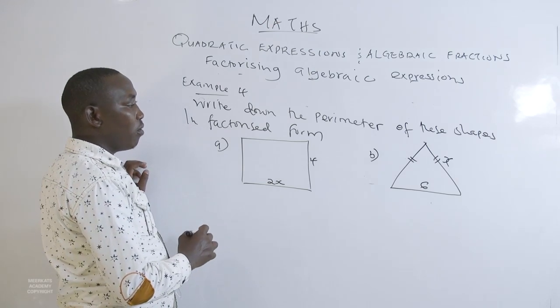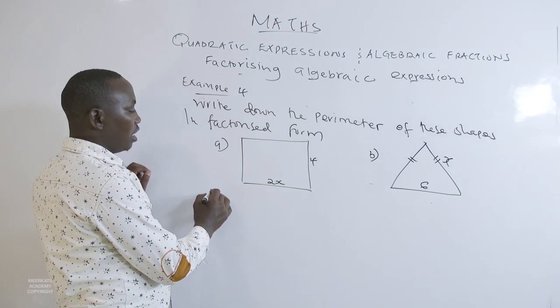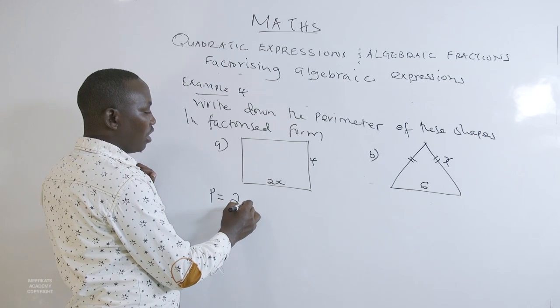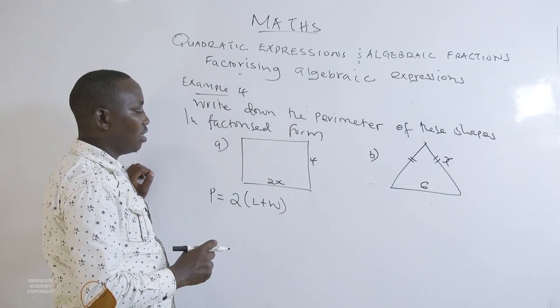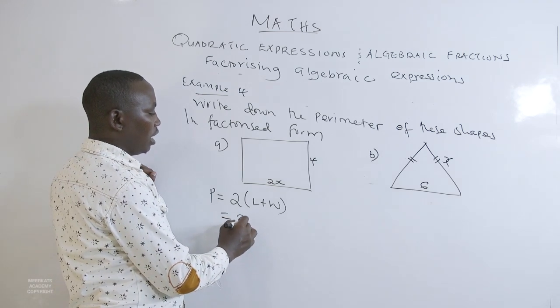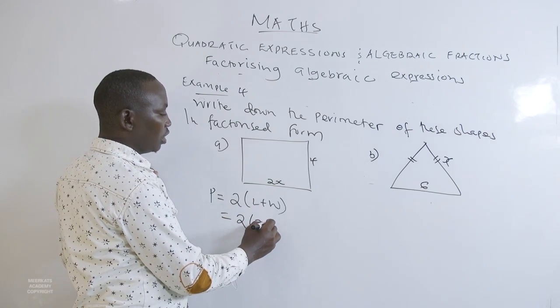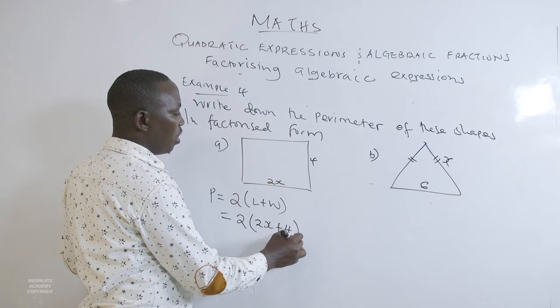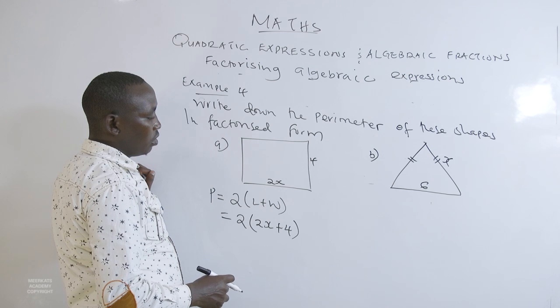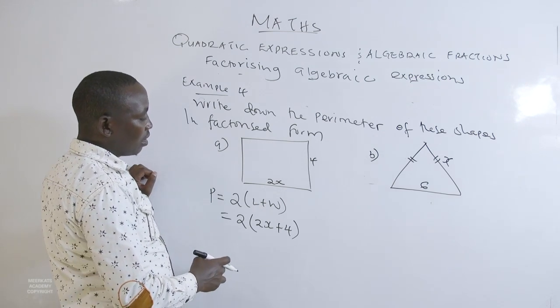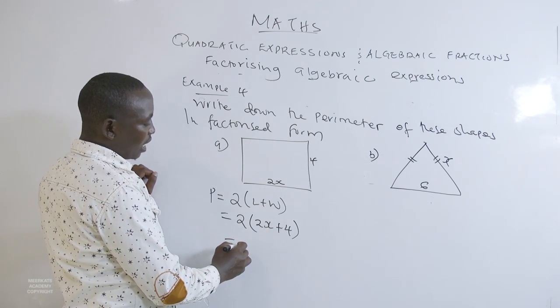Now for part number 1, we understand that the perimeter of a rectangle is normally given by twice the sum of length and the width. So this will give us 2 into the length, which is 2x, plus the width, which is 4. So we can expand.